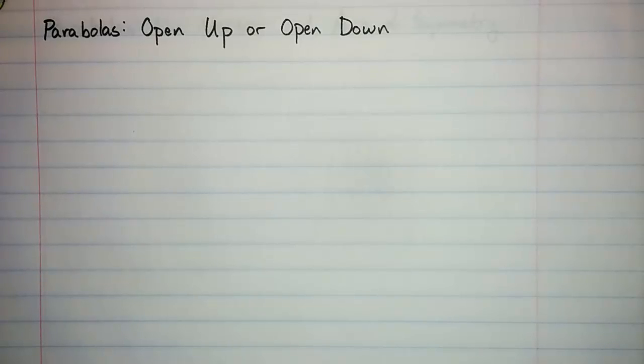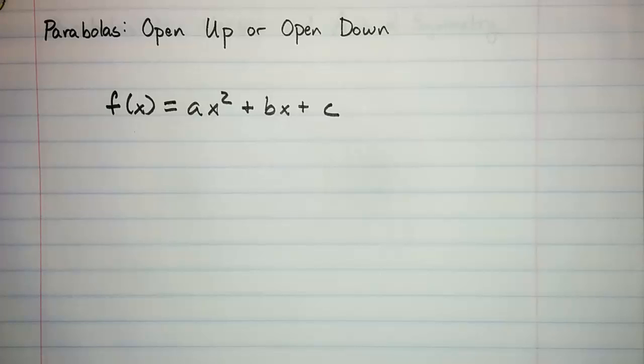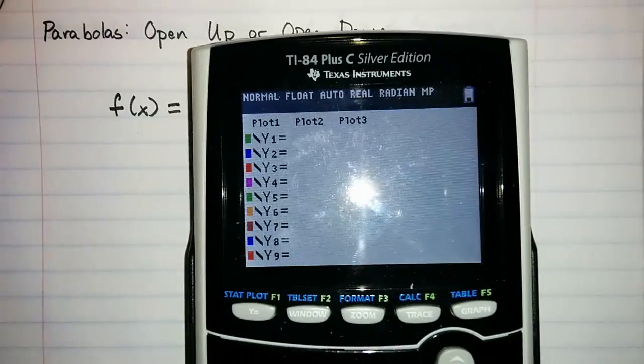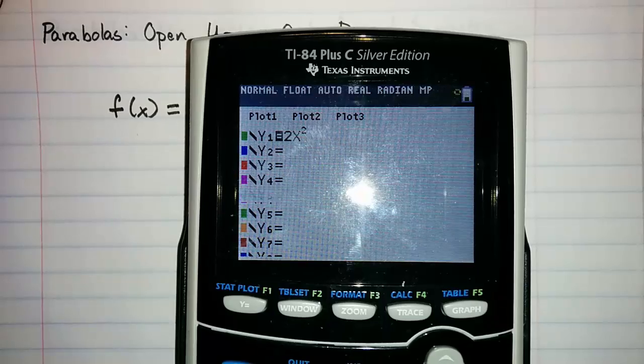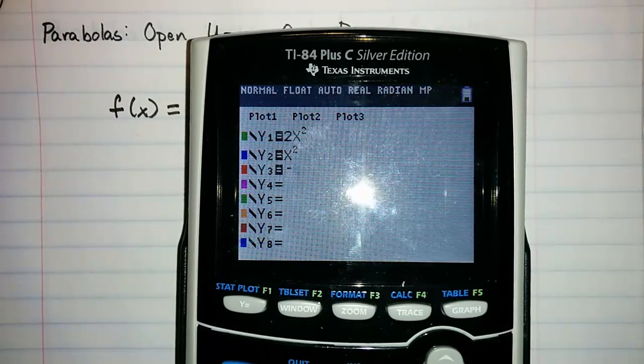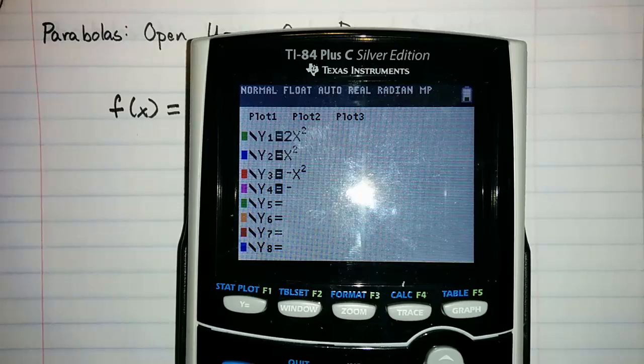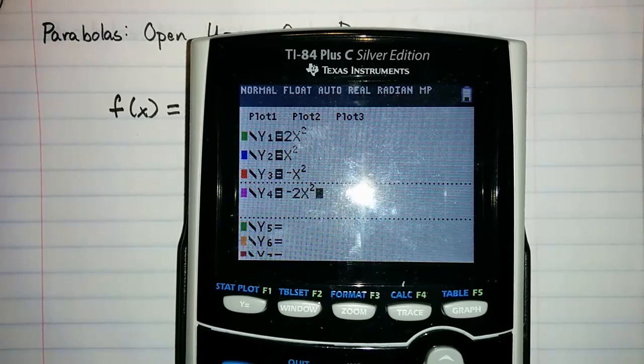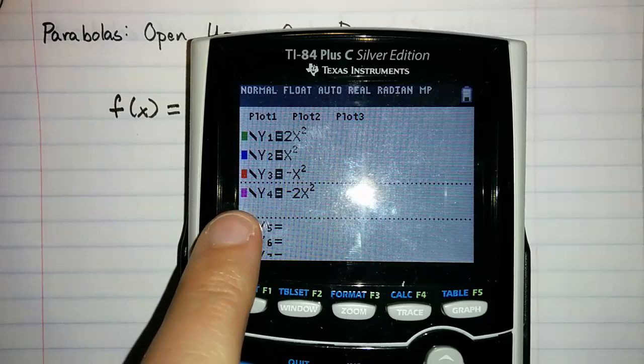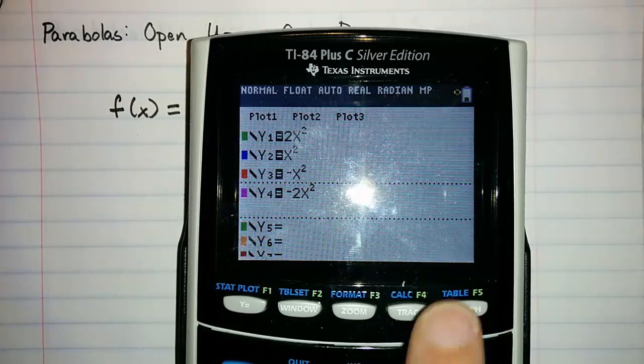The simplest question you can ask about a parabola is, is it U-shaped or is it an upside down U-shape? So again, the parabola is the graph of a quadratic function. Let's start by looking at some quadratic functions with b and c both 0. Let's look at 2x squared, x squared, negative x squared, and negative 2x squared. So we'll have a green, blue, red, and pink curve.